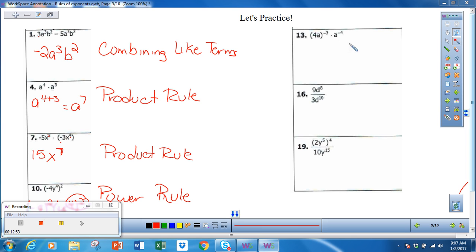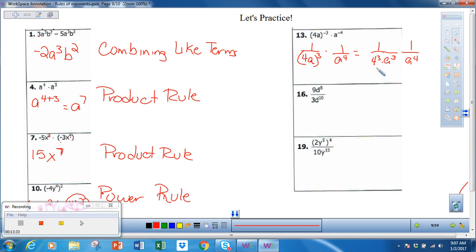Again, okay, we have the power rule, but we also have the negative exponents rule. So we can do this two different ways. I'm going to start by doing 4a to the negative 3. Actually, what I'm going to do is rewrite this as 1 over 4a cubed times 1 over a to the 4th. Because it was in the numerator, I moved it to the denominator and it became positive. Then I have to look at this as 1 over 4 cubed times a cubed, times 1 over a to the 4th.